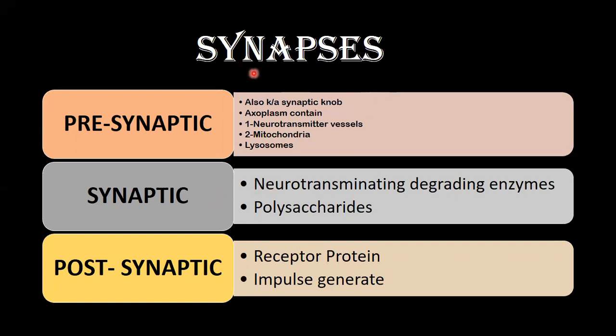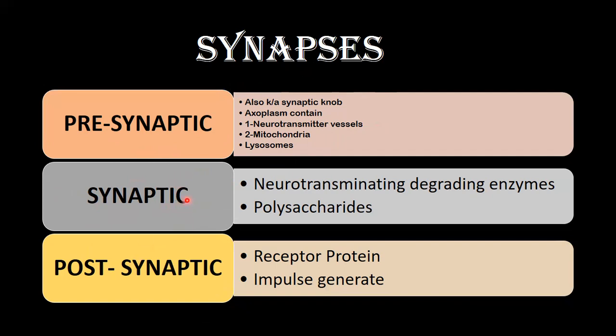When we ask what the components or elements of the synapse are, they are presynaptic, synaptic, and postsynaptic. Presynaptic is also known as the presynaptic nerve or end feet, and it contains axoplasm, which has three components: neurotransmitter vesicles, mitochondria, and lysosomes. When we come to the synaptic cleft, we already saw in the diagram that there is the presynaptic part, then a space known as the synaptic cleft, and then the postsynaptic part.